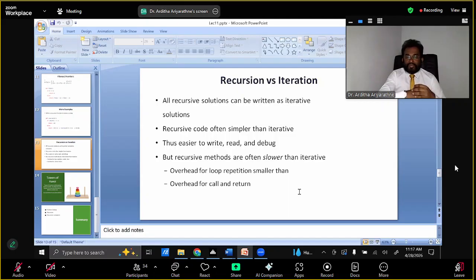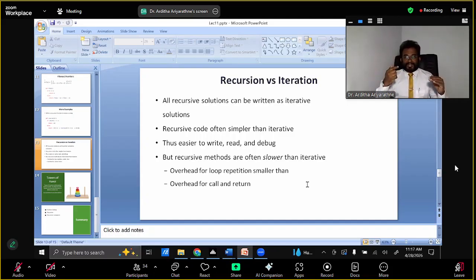Because we have overhead, it means we have heavy weight, overhead for loop repetition. Overhead for loop repetition is smaller than overhead for call and return, right? When we are working with an iteration, we have an overhead, a weight of repetition, doing the same thing again and again. But in recursion, we have to call, call again, then we have to return.